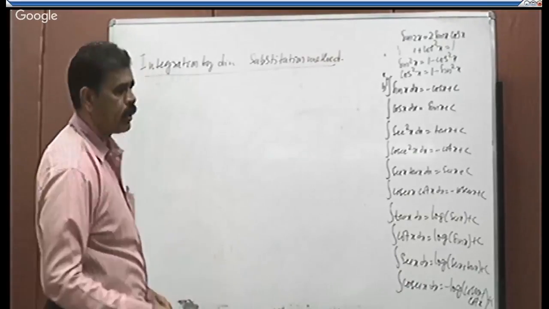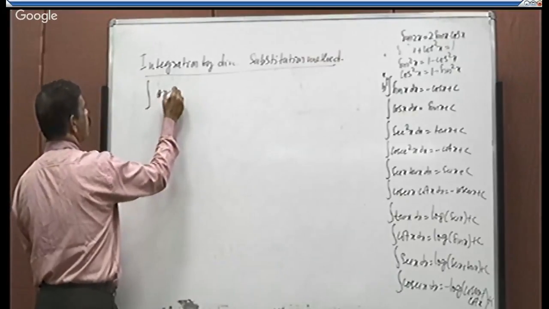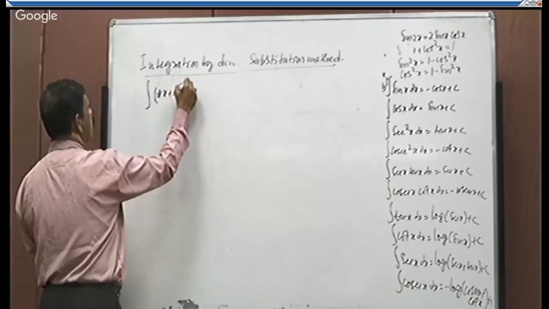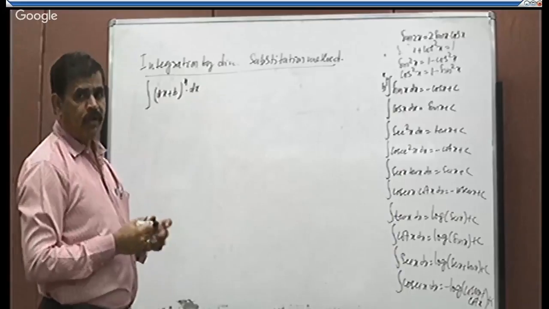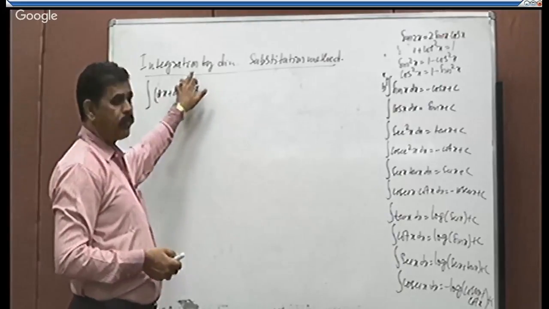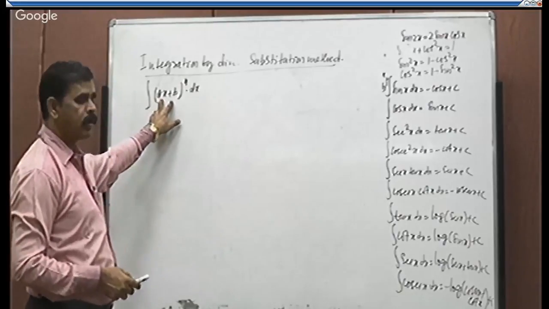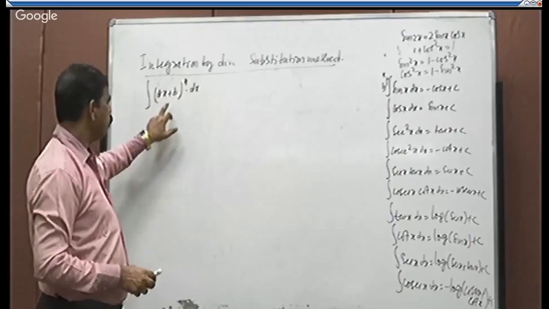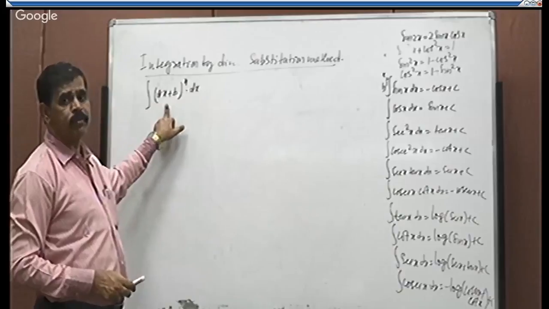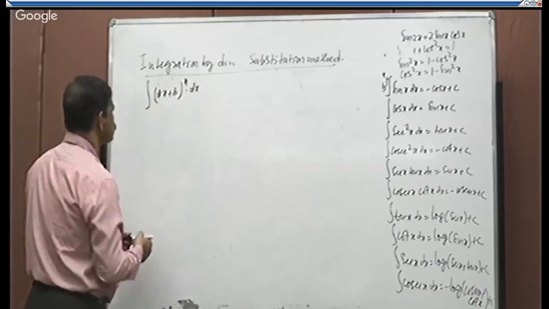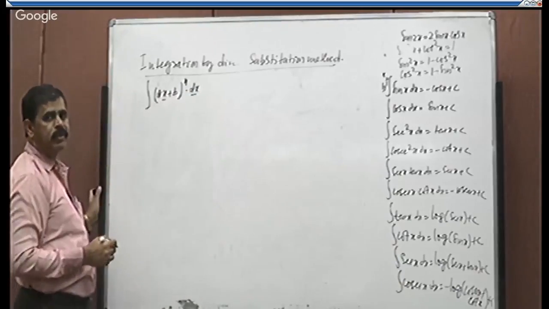The problem is given in this way. Integration of ax plus b to the power of n into dx. We have integration for x to the power of n. Correct? We don't have integration for this. How to integrate this type of problem? We have to go for the substitution method. How to substitute? We have to change the variables.